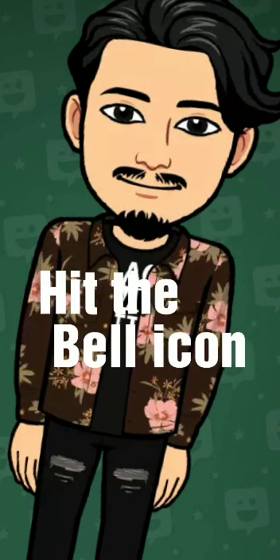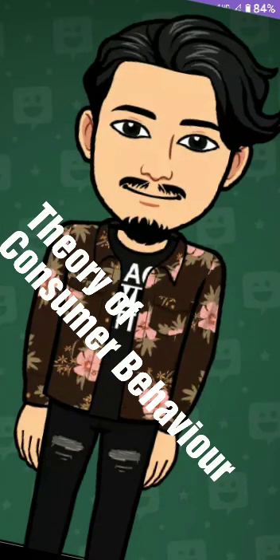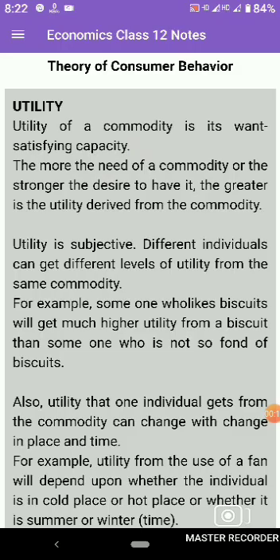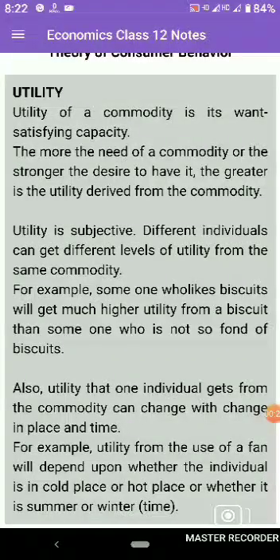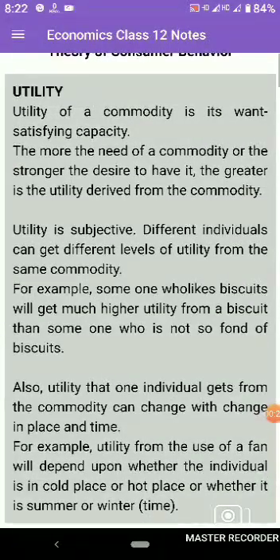Today's Economics Class 12 notes: Theory of Consumer Behavior. Utility. First point is utility. Utility of a commodity is its want-satisfying capacity. The stronger the desire for a commodity, the greater is the utility derived from the commodity.